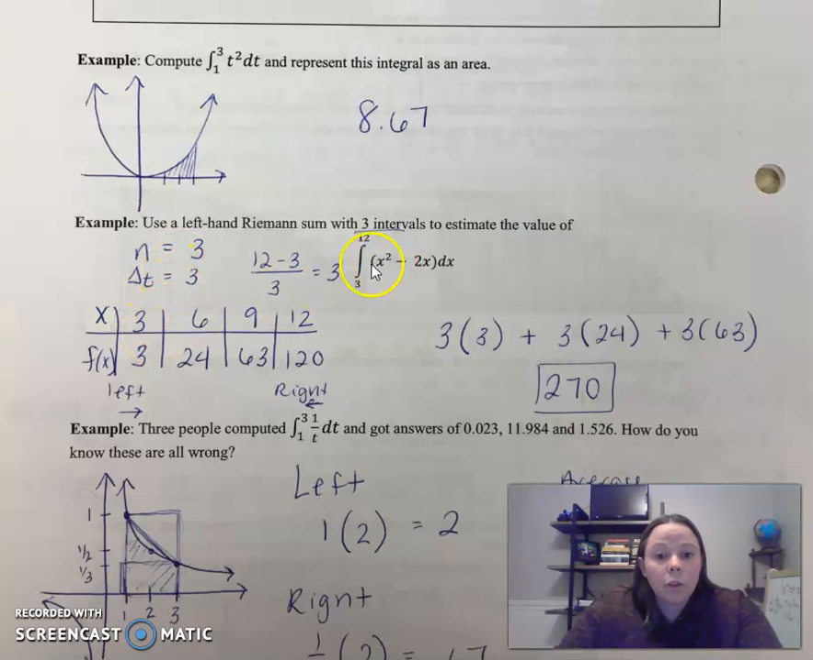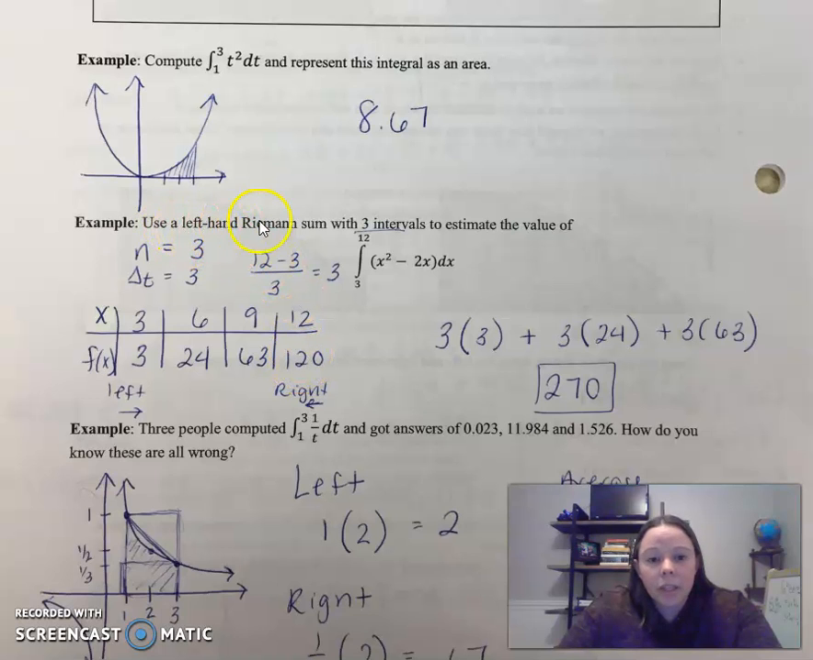So start with the lower bound in your table, and I'm going to add 3 each time. So 3 plus 3 plus 3, and then stop when you get to the upper bound. Now plug these x values into your derivative here to get the heights. So that's where these numbers are coming from.